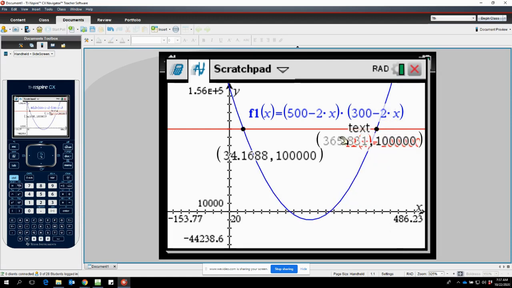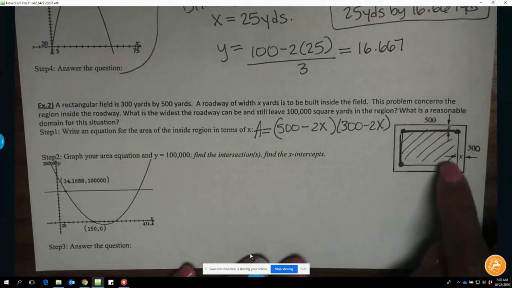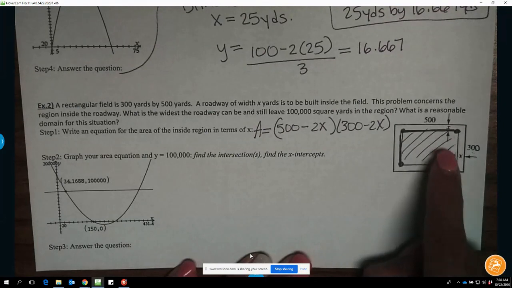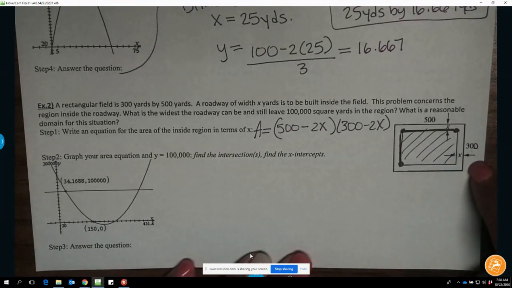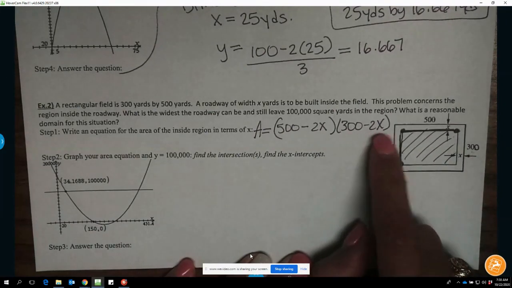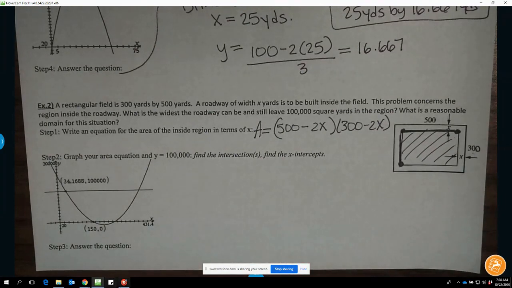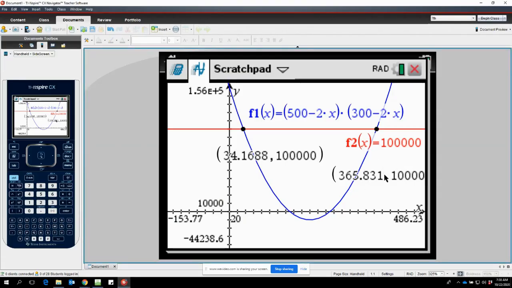Well, here, we can just talk about it now. So the other intersection would be that x would have to be 365.831 in order for the area to be 100,000. Well, x can't be 365 because remember our picture over here, you can't subtract 365 if the width of this is only 300. We can't do 300 minus 2 times 365. So that other intersection here is going to be extraneous and we don't need it. So we're just going to ignore that.